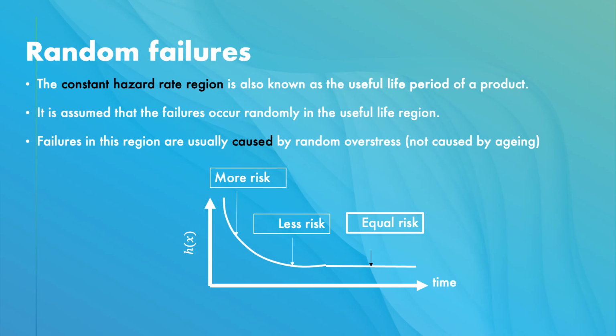And the random failure period, or constant hazard, typically happens after the infant mortality or the burn-in period, and it's a period of equal risk of failing, given that the system has survived so far. So failures will occur randomly in this region, and they're usually caused by random overstress, not caused by aging or by any time influence.